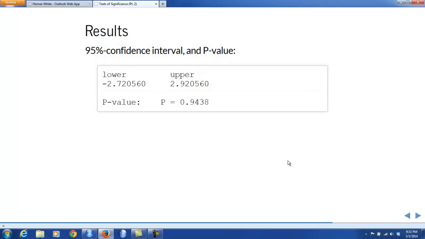So the 95% confidence interval extends from about negative 2.7 to about 2.9. Clearly, 0 is inside that interval. We're not going to be rejecting the null hypothesis. And in fact, the p-value is bigger than 0.05. In fact, it's quite large. It's about 0.94. So essentially no evidence in these two samples for a difference between these two population means.